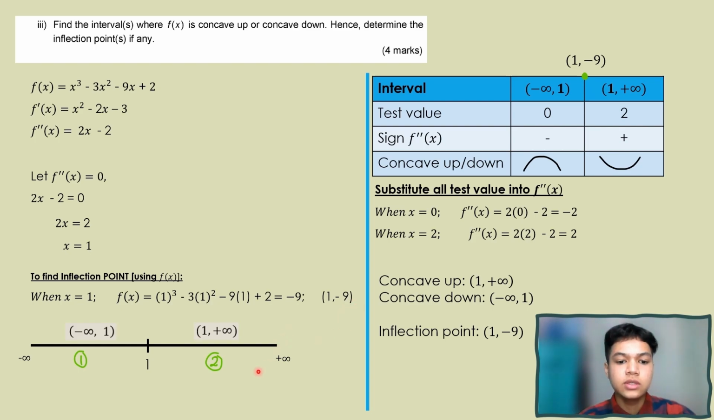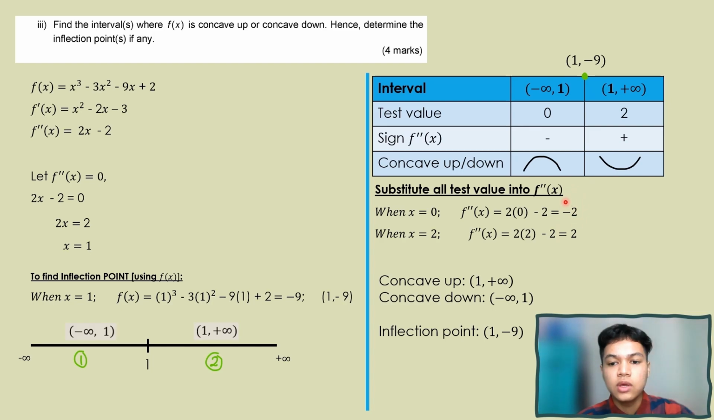And then draw the line and label as 1 and we will get the first interval. It's negative infinity to 1 and we will get the second interval 1 to positive infinity and then we test the value to find the concave up and concave down. Substitute all the test values into f double prime x. When x equal to 0 we will get -2 and when x equal to 2 we will get 2.